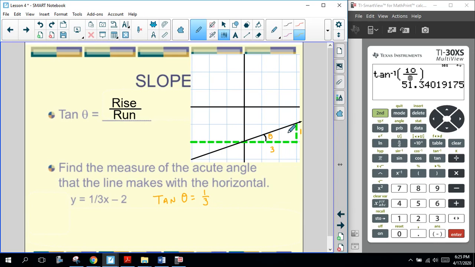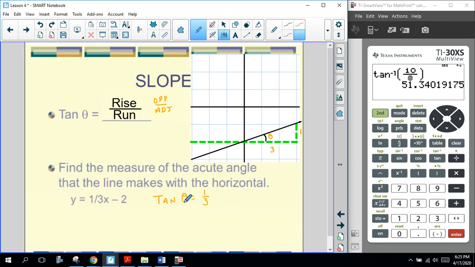But hold the presses. What was 1? 1's not only the opposite, but 1 represents the rise. And what's the 3? Well, it's the adjacent for the triangle, but for my line, it was the run. So the rise over the run is the exact same thing as the opposite leg over the adjacent leg.